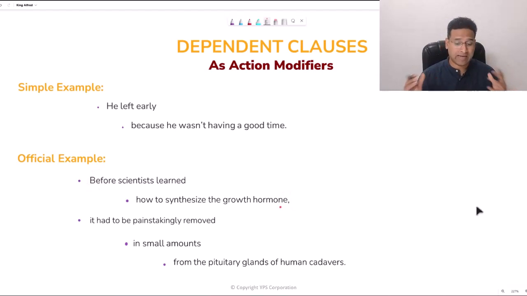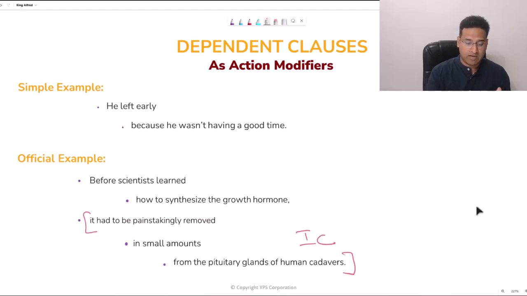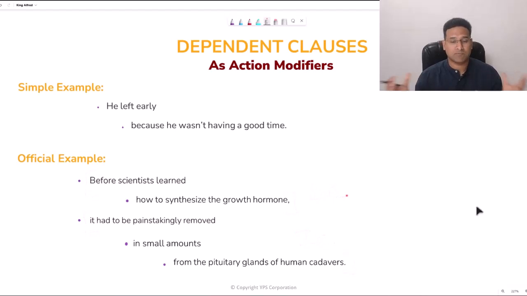I hope you're all able to at least spot this. If not, then please make sure you put in a good amount of practice. Then we come to the independent clause. It, subject, had to be removed. Passive verb. It, subject, had to be, verb, removed in small amounts from the pituitary glands of human cadavers. So as you can see, we have the independent clause over here, IC, and we have the dependent clause over here, DC. Wasn't that easy?